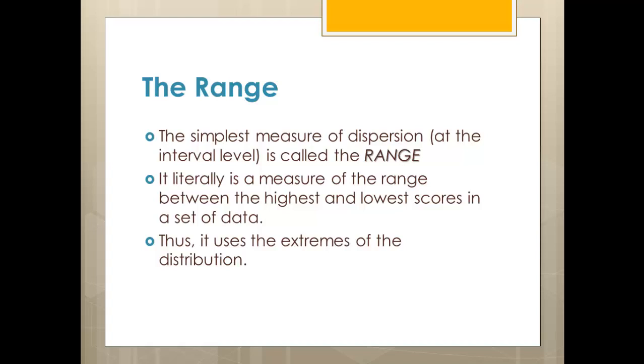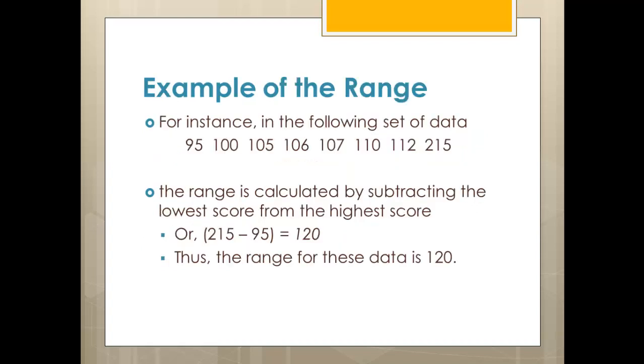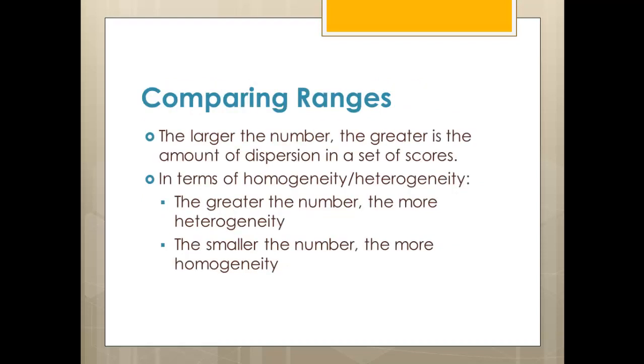So it uses the extremes of the distribution to figure out the scores. In this instance, our data points are ordered from least to greatest, so we can easily pick out the smallest and the greatest value: 215 and 95. We subtract 95 from 215, we get 120. So the range for the data is 120. That's the range value. That's the distance from one end to the other. So the larger the number, the greater the distance.